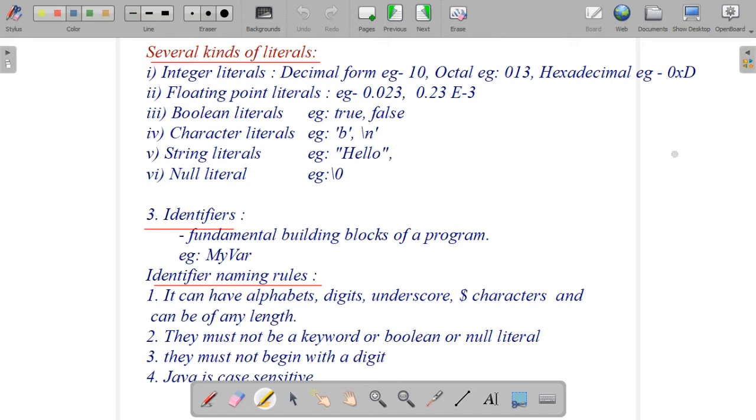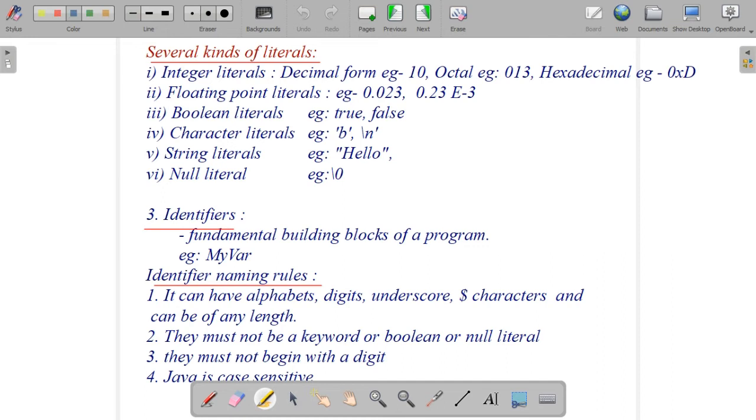Sorry, not number system, literals: decimal integer literal, octal integer literal, hexadecimal integer literal. So first of all, what are integer literals? Integer literals are all numbers without any fractional values. Simply, all number values are known as integer literals. And it is divided into 3. The first one is decimal integer literals.